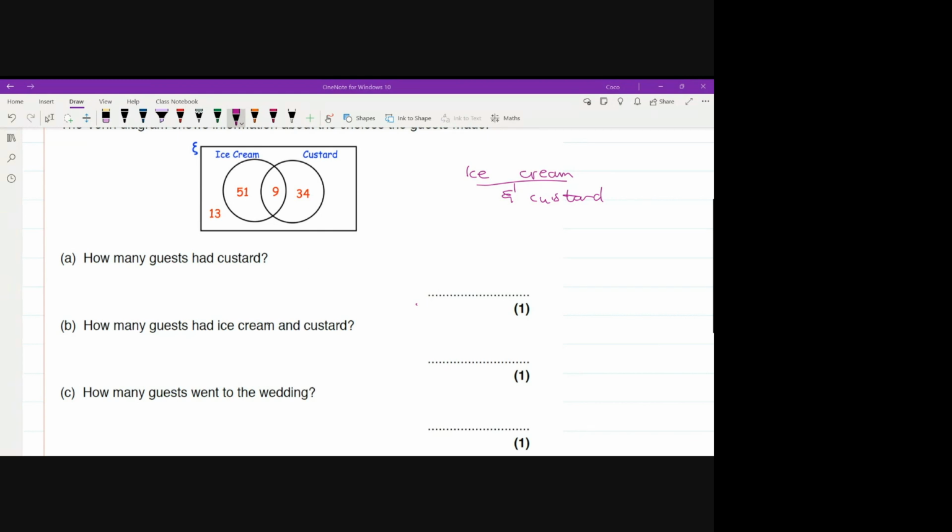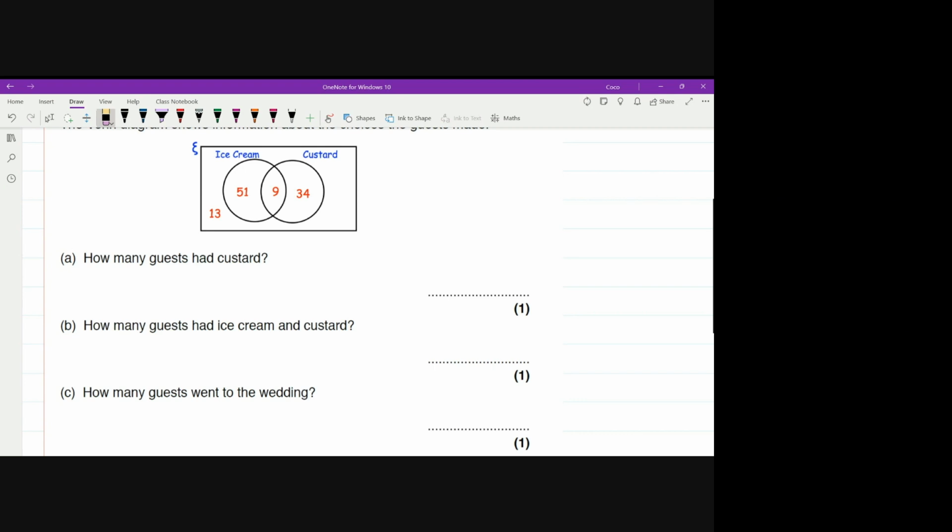All right. So when they ask us, how many people had ice cream? We must also count this person in the middle who would answer yes for both. Okay, so if I say to you guys, how many people had custard only? How many guests had 43. 43, custard only. So 60 or 51 ma'am for ice cream.